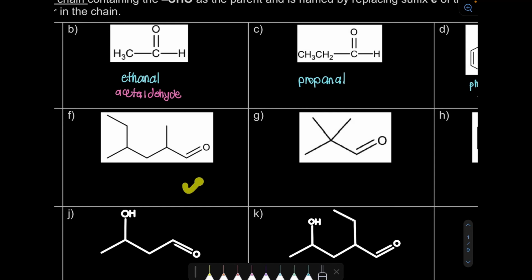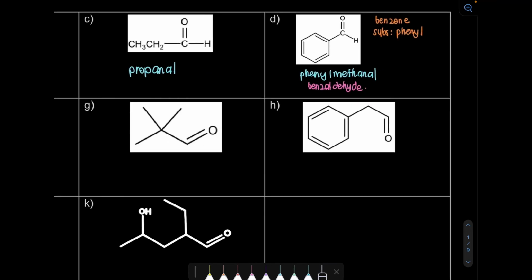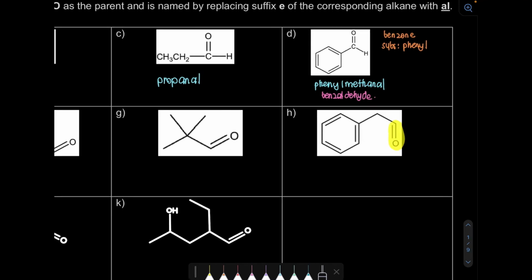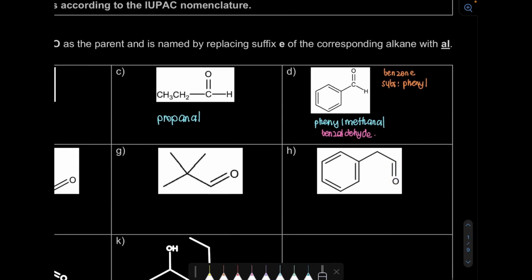Example F and G, I believe you could do it yourself. So let's look at example H. Here we have our double bond O, but we can see that this double bond O is not directly bonded to the benzene. It is bonded to the carbon that is attached to the benzene. For example, if I use this one as a skeletal, it is this structure, where the C double bond O is directly bonded to benzene.